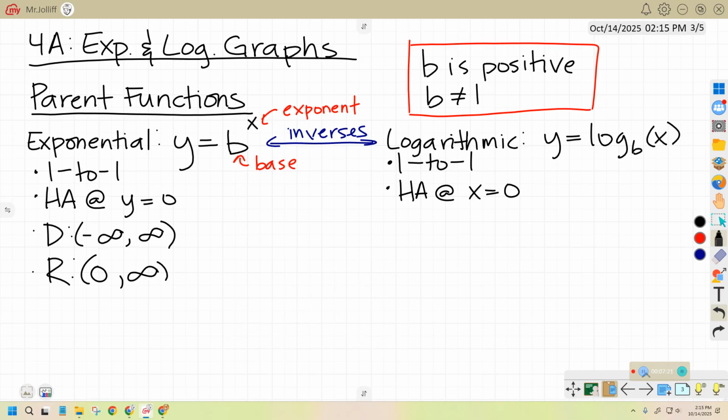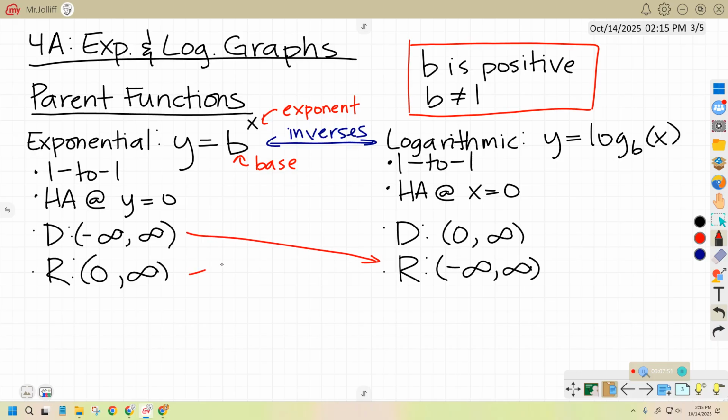For logarithms, if I want domain and range without even knowing what the graphs look like, I know they are inverses. When I switch x and y, what happens to domain and range? They flip. Yeah, so the domain of an exponential is the range of the logarithmic parent function. The range of the exponential parent function is the domain of the logarithmic parent function. These guys switch places because they are inverses. Yeah, good. Very good.